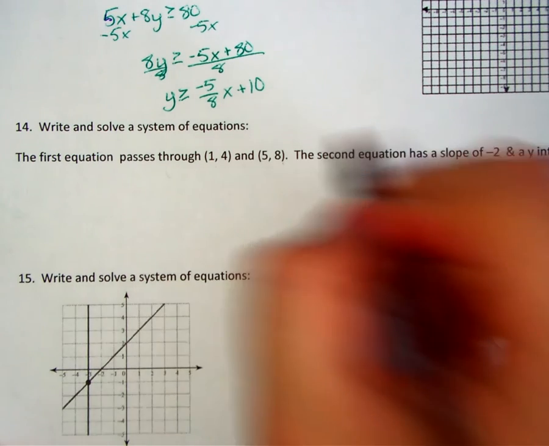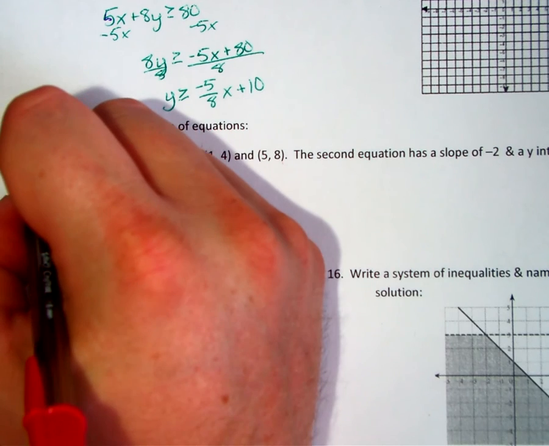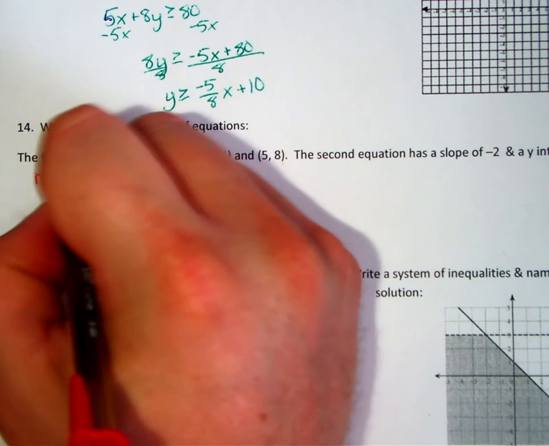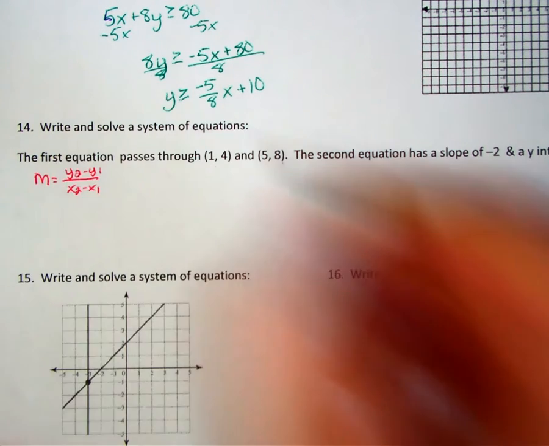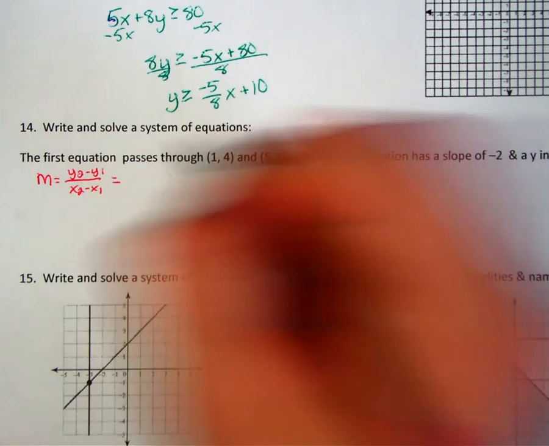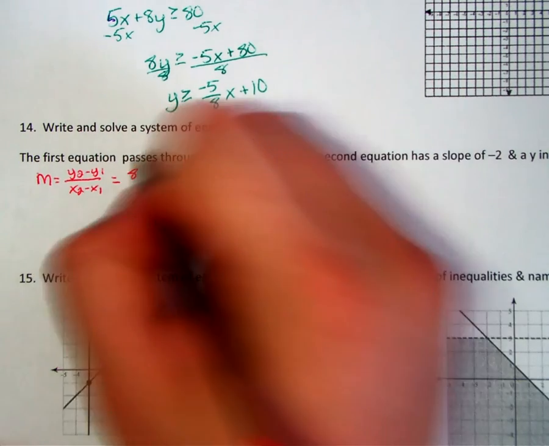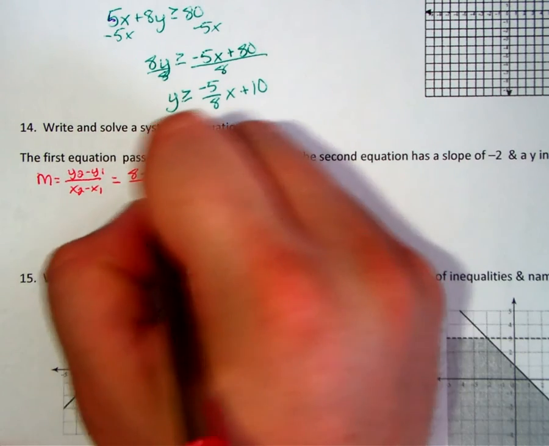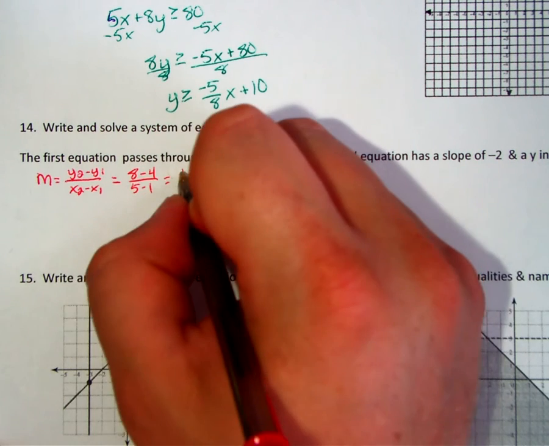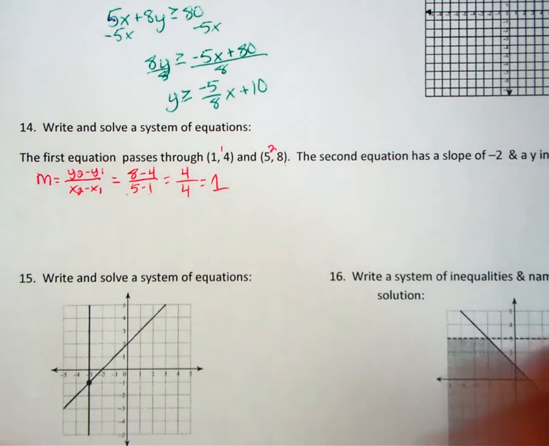We're given two ordered pairs and we want an equation, so we need to know the slope. Remember, slope is equal to y2 minus y1 over x2 minus x1. That equation is not going to go away anytime soon. So that will be equal to, let's label these points so we don't mess up, 8 minus 4 over 5 minus 1. 8 minus 4 is 4. 5 minus 1 is 4.